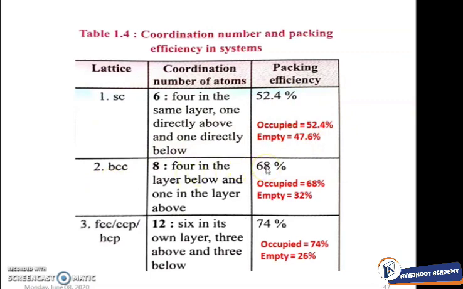In body-centered cubic system, 68% space is occupied and 32% space is empty, whereas in case of face-centered cubic system or cubic closed pack system, 74% space is occupied and 26% space is empty. Coordination number for simple cubic system is 6, body-centered cubic system 8, and face-centered cubic system it is 12.